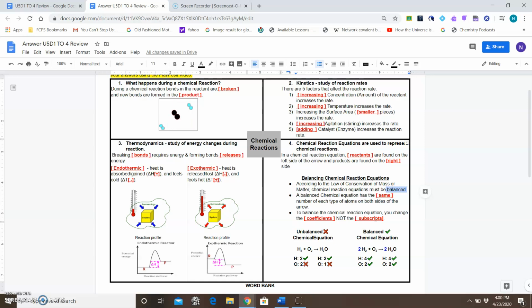Now, to balance the equation, it's important that you change the coefficient, which is the big number in front, and not the subscript, which is the small number in the chemical formula. So you don't change the subscript, but change that coefficient.